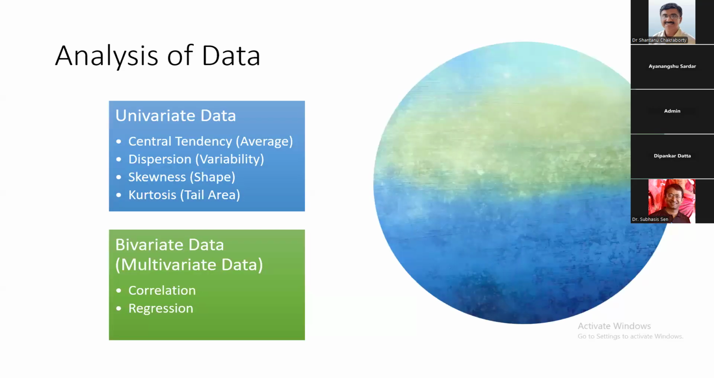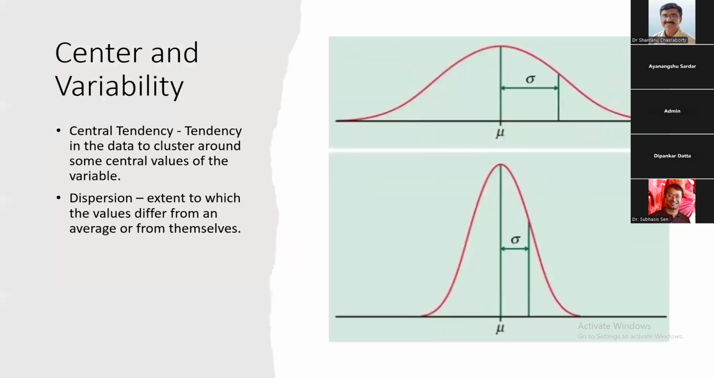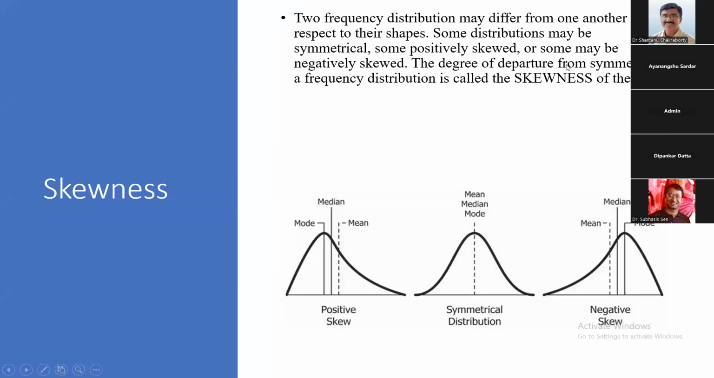Then we go for, as I already discussed, the univariate data analysis, that is central tendency, dispersion, skewness, and kurtosis. And today I'll show you the bivariate data analysis as well as the multivariate, using the concepts of correlation and regression. We know what central tendency is. From the graph, you can easily understand what dispersion is. So mu is the mean and sigma is the standard deviation. I'm not going into detail on this part. And this is skewness.